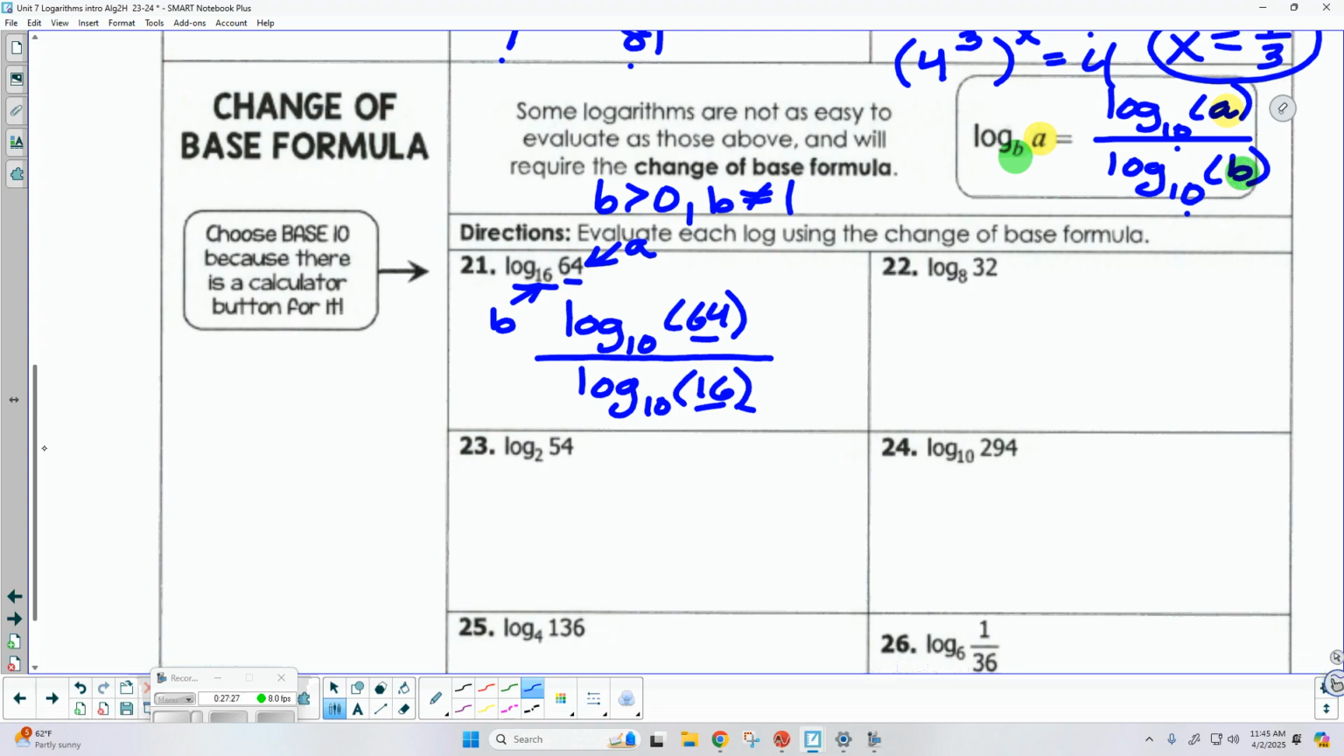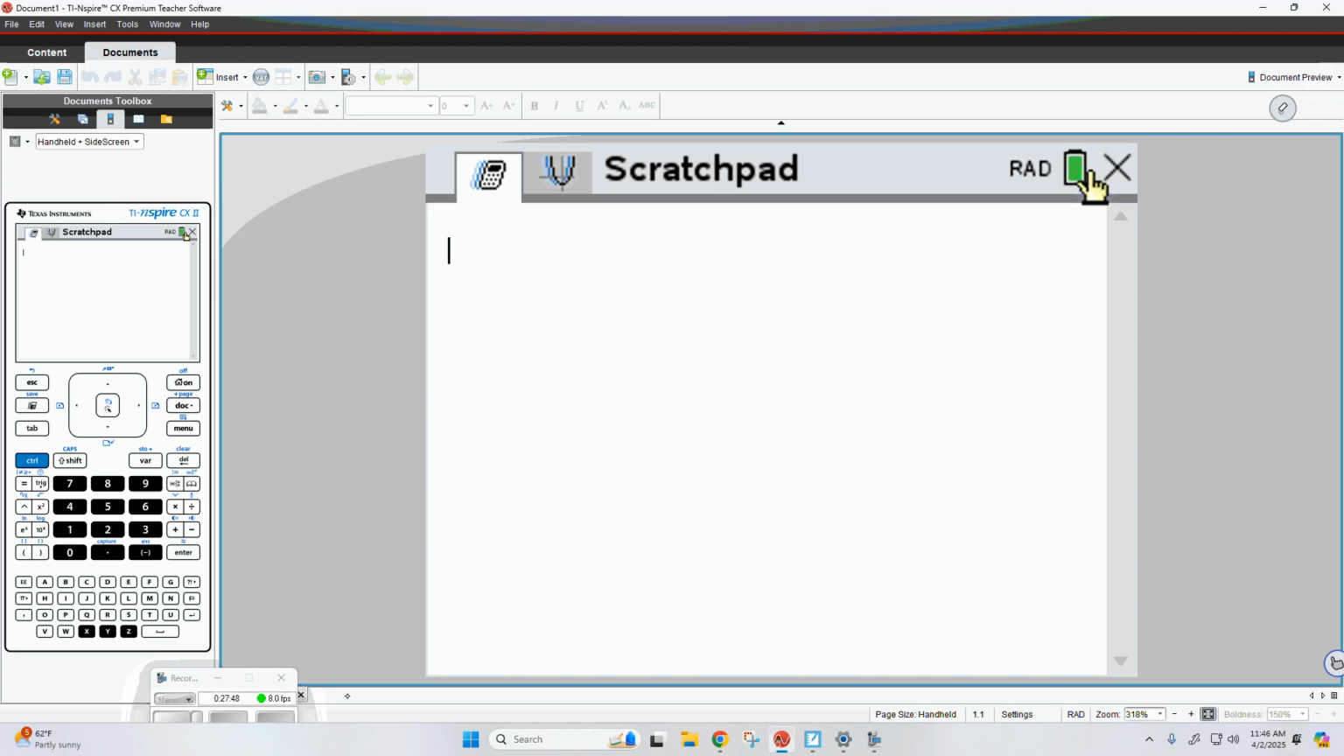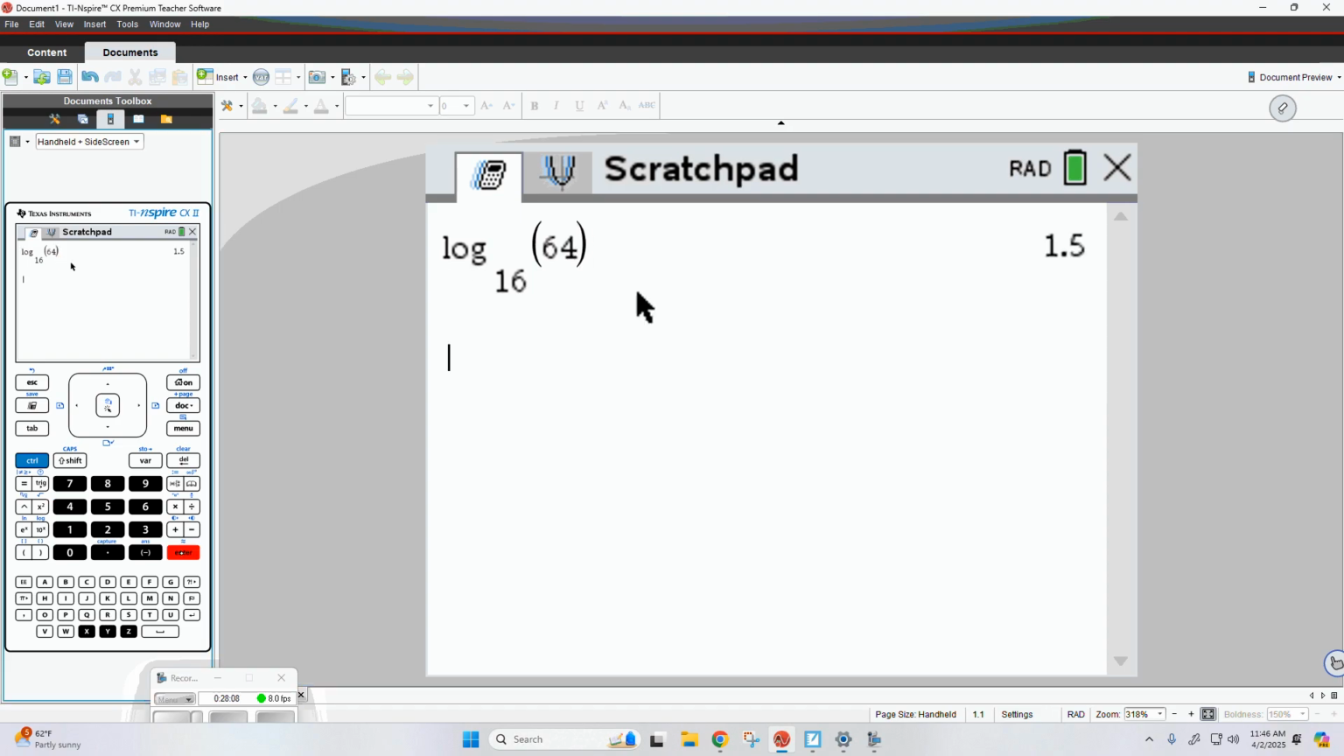Now, we actually don't have to do this with the Inspires that we have. Back in the day when all we had were the 84s, we had to do this, but let me show you how to plug this into the calculator. Let's say log base 16 of 64. Here's what you do. You hit your control button on the left side, and right next to 1, you see this button that says 10 to the x. That's your log. It not only provides you a base, but also a space for your argument. So I've got a base of 16 and an argument of 64. There's my answer.